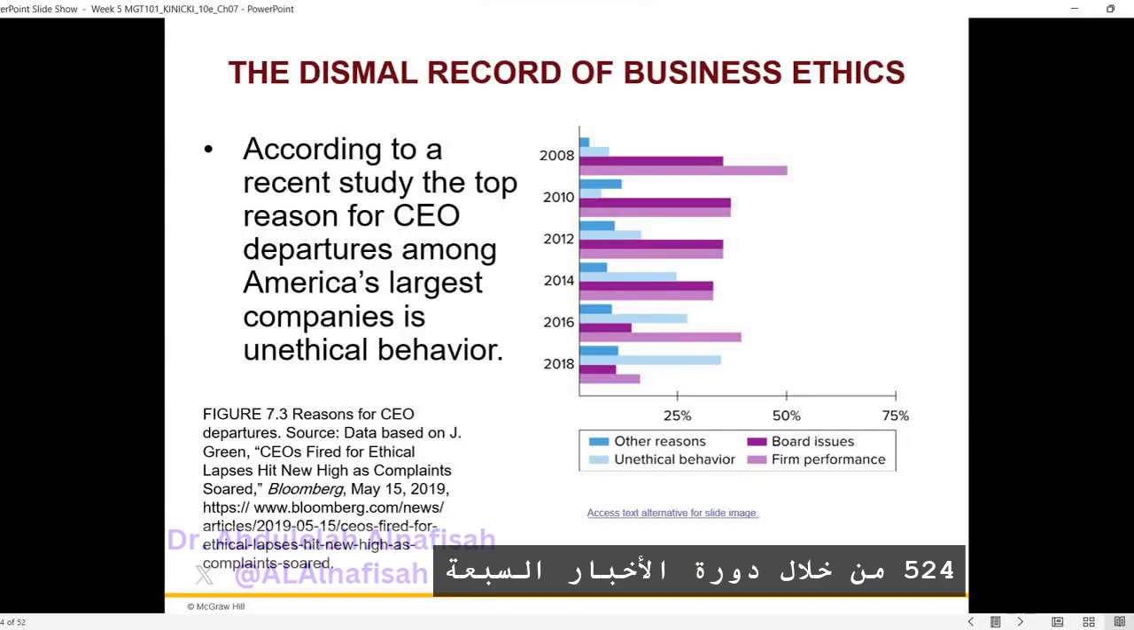5. 24/7 news cycle and media proliferation. The 24/7 news cycle and the proliferation of media platforms have amplified negative information in real time. Ethical lapses receive widespread coverage, leading to greater public awareness and scrutiny of companies and their actions.